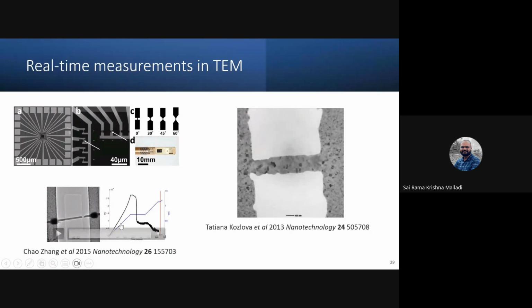So essentially, the bottom line is there are multiple modes of imaging in the TEM, and by the kind of devices you use, you can do real-time imaging as well, and you can start characterizing all kinds of samples, and the information you get is unlimited.